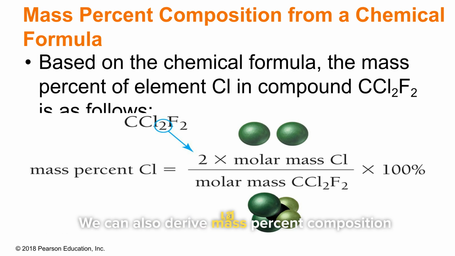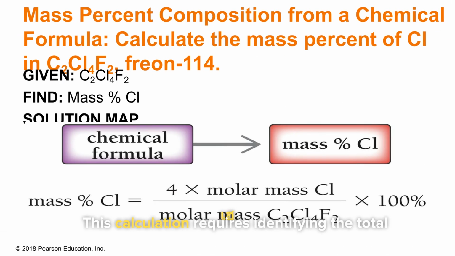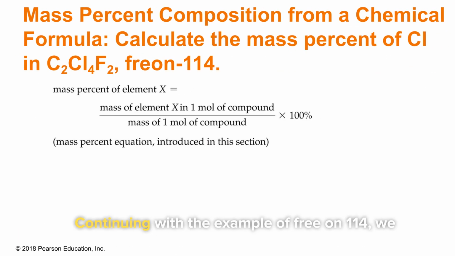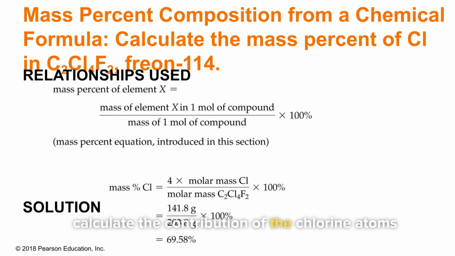We can also derive mass percent composition directly from a chemical formula by comparing the mass of a specific element in 1 mole of the compound to the compound's total molar mass. This is shown here for chlorine in FREON 114. This calculation requires identifying the total moles of an element present in 1 mole of the compound and then performing the division based on molar masses. Continuing with the example of Freon 114, we calculate the contribution of the chlorine atoms to the total molar mass of the compound to arrive at the final percentage.